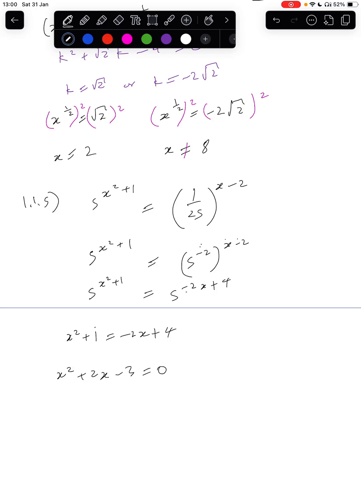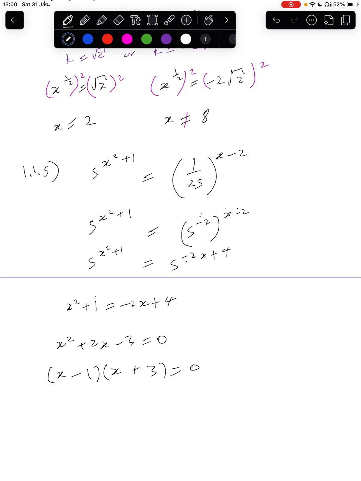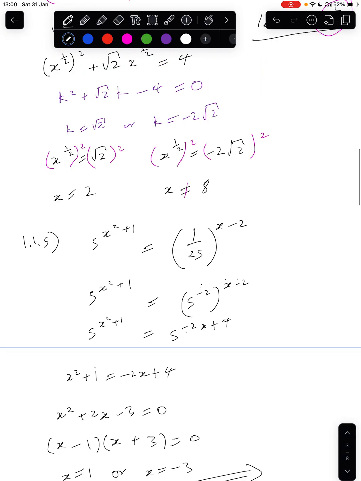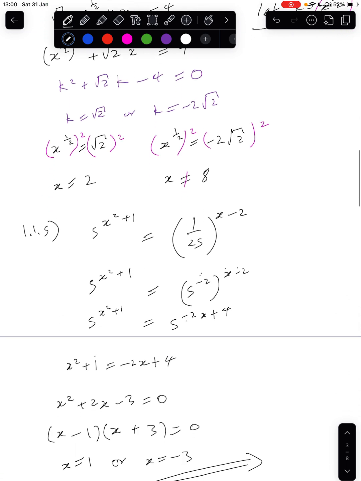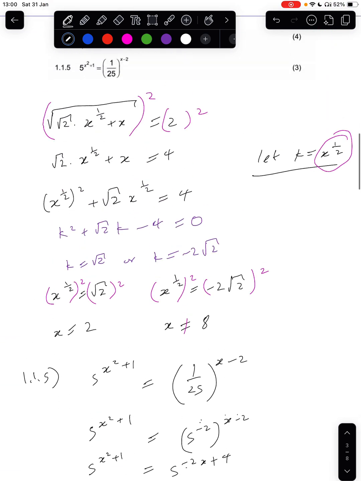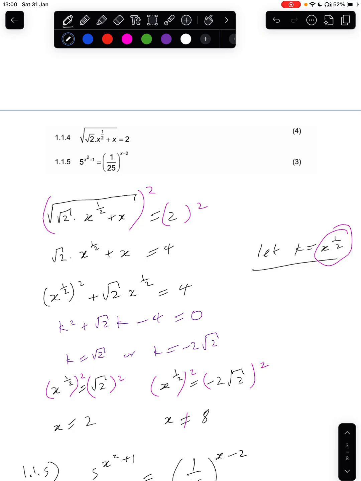Then we can factorize this and solve. So it's just 3, 1. This one is positive, this one is negative. We're going to get 3x minus x, which gives us the middle term of 2x. We get the solution of x equals to 1 or x equals to negative 3. And we are done with this one. Yeah, you can just test out the values if they're correct or not onto the original question that we have there, but it should be fine.